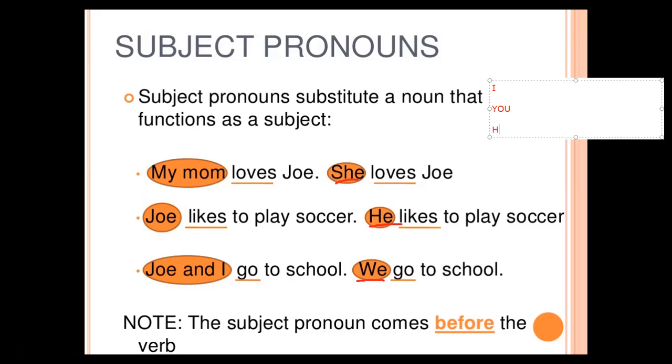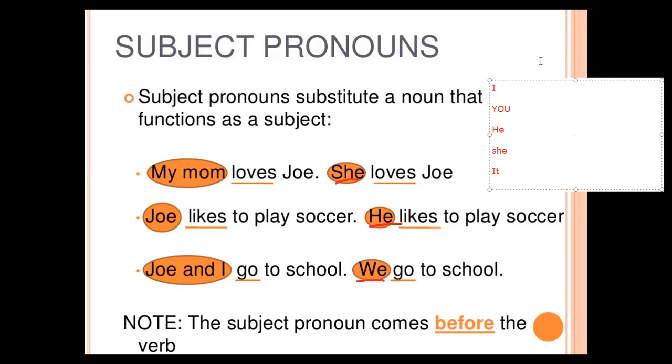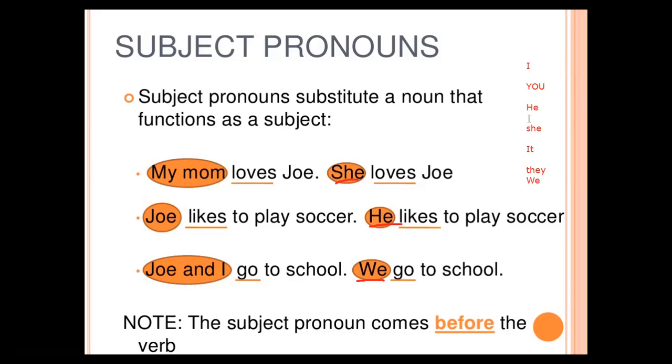If I'm talking about a boy, I will say he. If I'm talking about a girl, I will use she. If I'm talking about something or animal, I will use it. If I'm talking about a group of people, they are not here, I will say they. If I'm talking about people, they are talking about themselves, they will say we. This is for the subject. I, you, he, she, it, they, we.